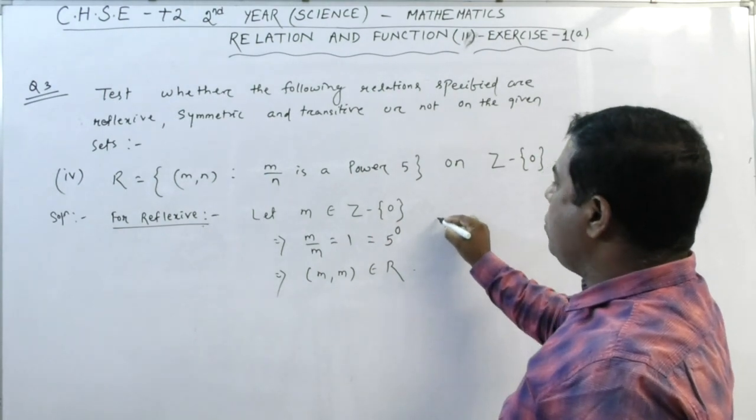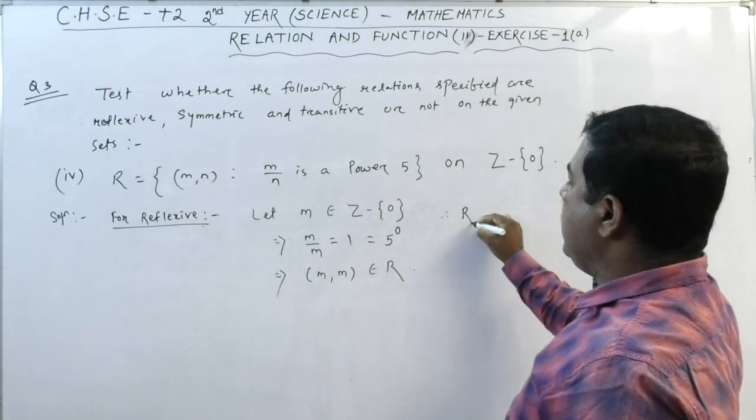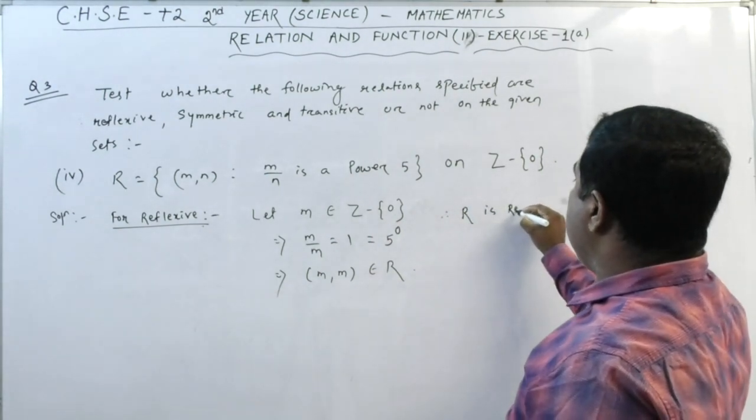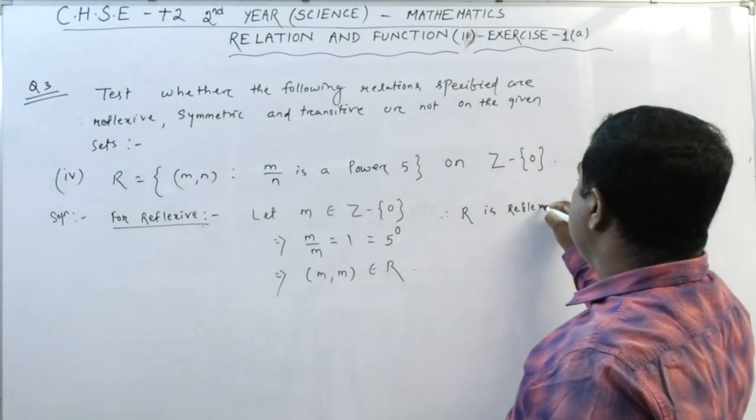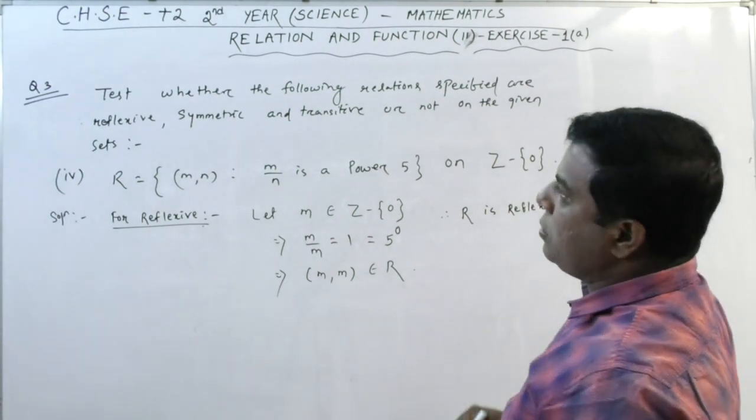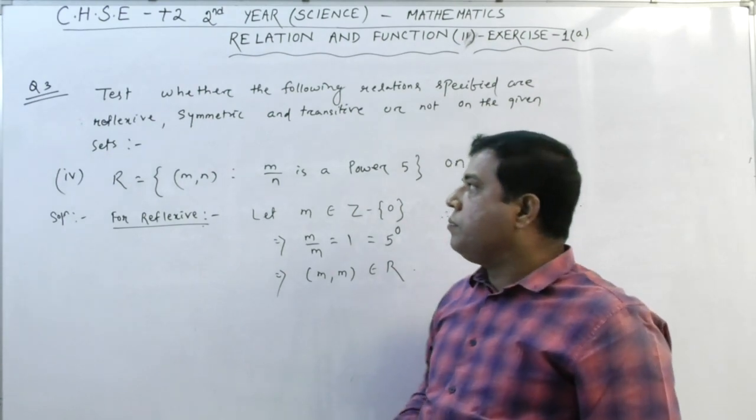Therefore, what is the conclusion? Therefore, R is reflexive. It is reflexive in nature. The reflexive property is satisfied.